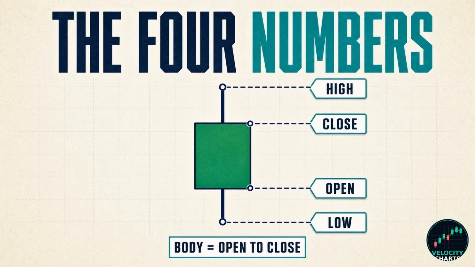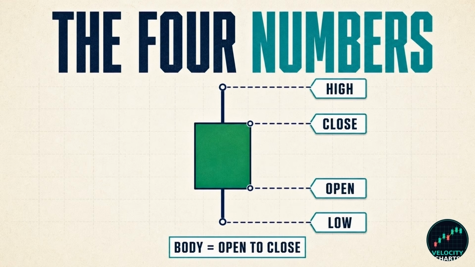Open, the first traded price of that period. Close, the last traded price of that period. High, the highest anyone paid. Low, the lowest anyone accepted. The fat part is the body. It runs from open to close. The thin lines above and below are wicks. They run out to the high and the low.